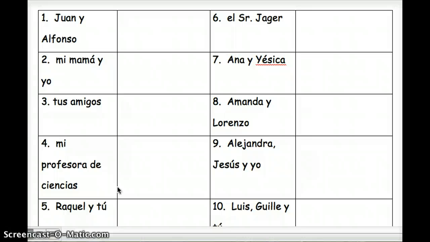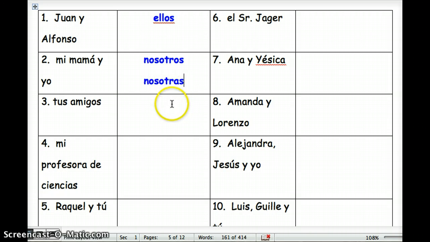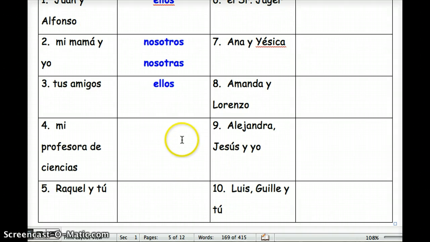So instead of saying Juan and Alfonso are studying together, we could say they, and that would be ellos. Ellos because they're two guys. Mi mamá y yo, my mom and I. We. So nosotros, if you're a guy. If you're a girl, nosotras, because you're a female, and so is your mom. Tus amigos, your friends, they, ellos. Mi profesora de ciencias, my science teacher, ella, because she's a girl.